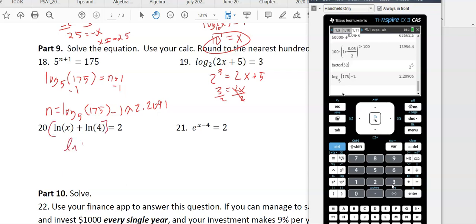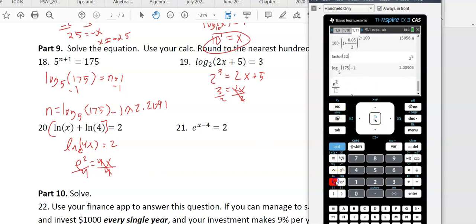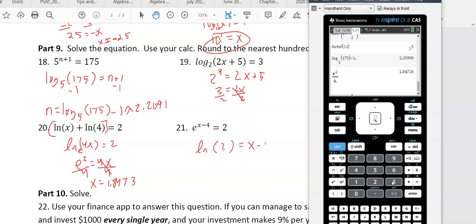So natural log of 4x, multiply when you add. This is base e, so let's put it in exponential form. e squared equals 4x, divide by 4, divide by 4. You get x equals e squared over 4. So if you get your calculator out, that would be e squared over 4. You get x equals 1.8473.